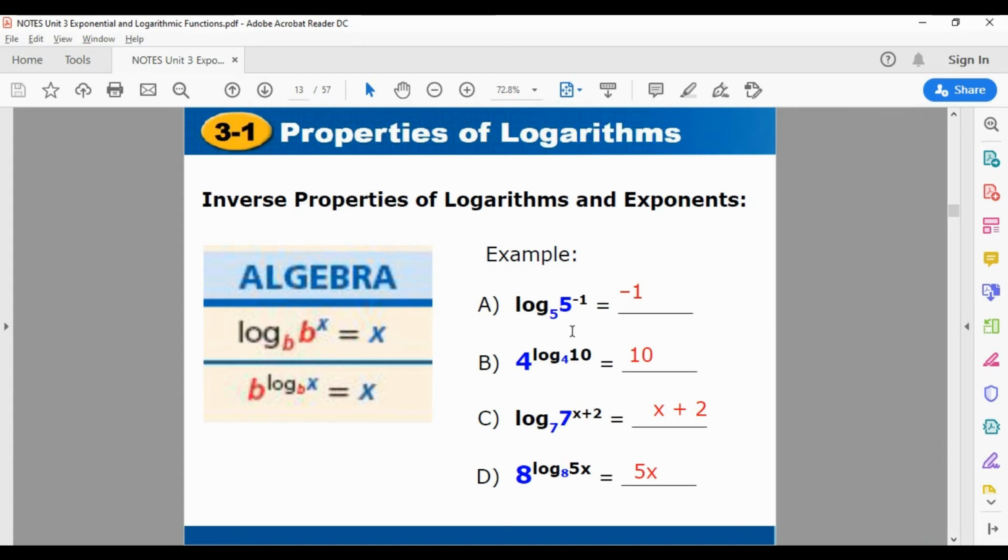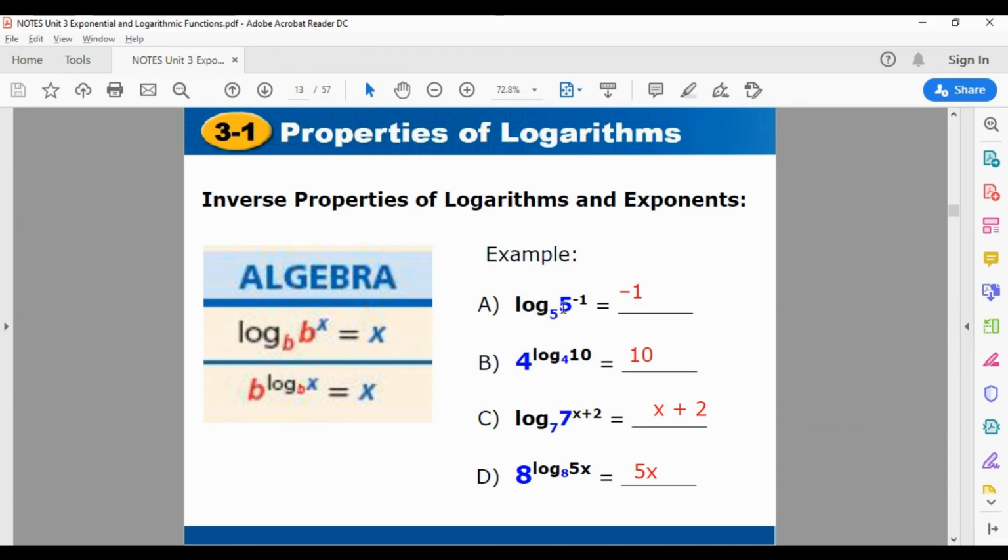We've already kind of looked at this, but now we're just formalizing it a little bit better. Inverse properties of logarithms and exponents. This is log base b of b raised to some power. It's just going to result in that power. Or the exponential b raised to the power of log base b of x, the same base. It's just going to be that independent value.